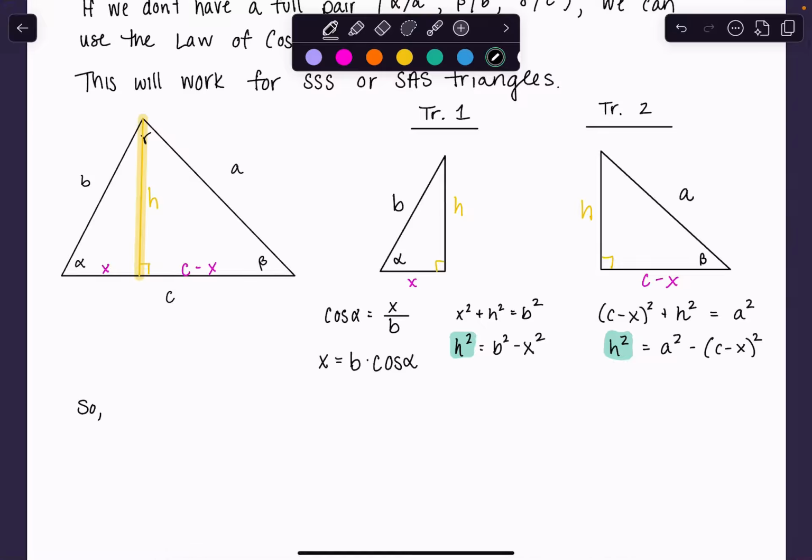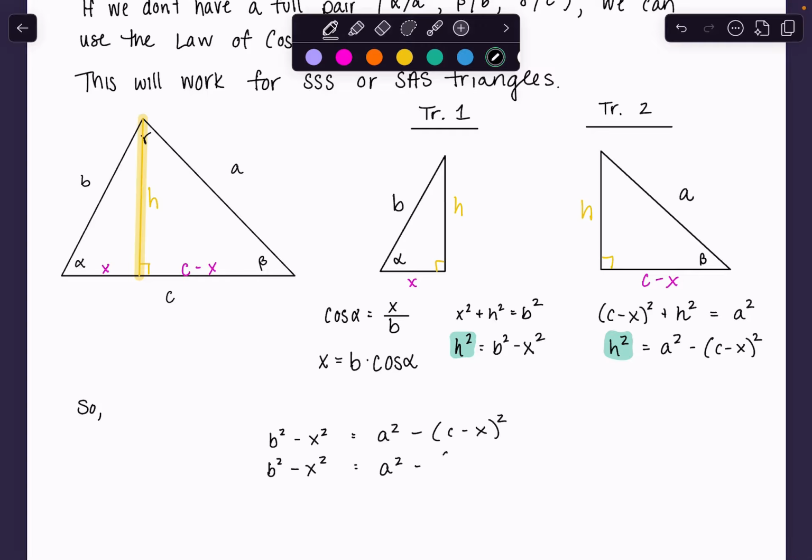So what we get is that b squared minus x squared needs to equal a squared minus (c minus x) squared, okay? This is fantastic because now only I involve this unknown x, but I have a way to rewrite x. So mostly from here, I'm going to do some algebra, and then we'll plug in what x needs to be, because it's easier to work with x than it is that expression.